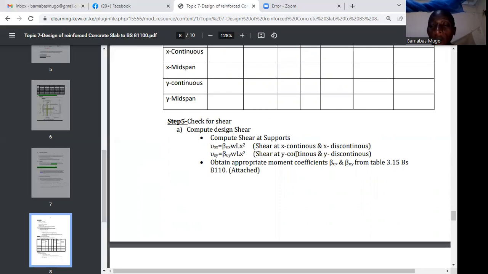But the moment coefficients, as you can see, that is the coefficients in the case of the shear, are being obtained from Table 3.15 according to BS 8110. The table is still attached in this case.